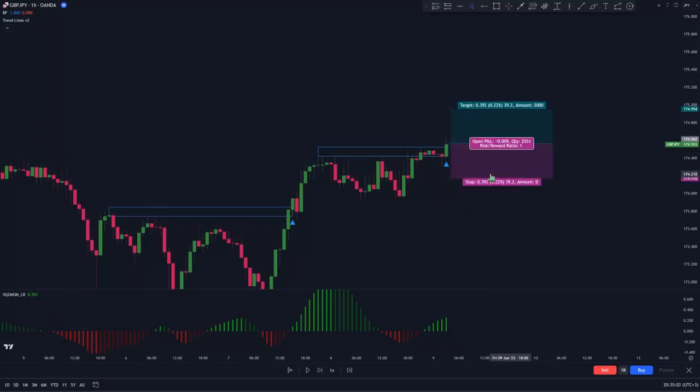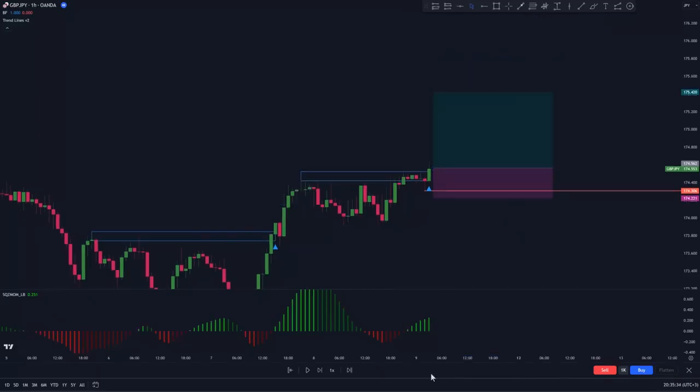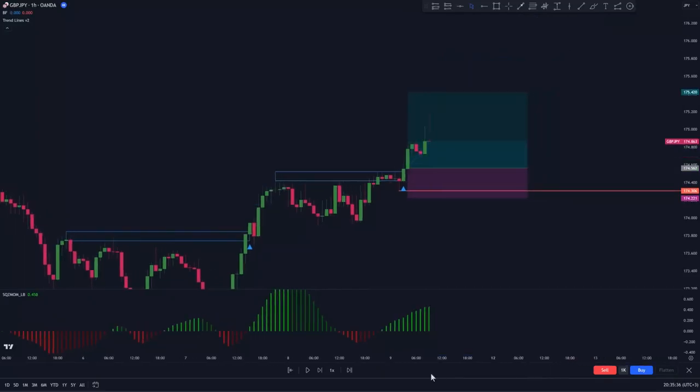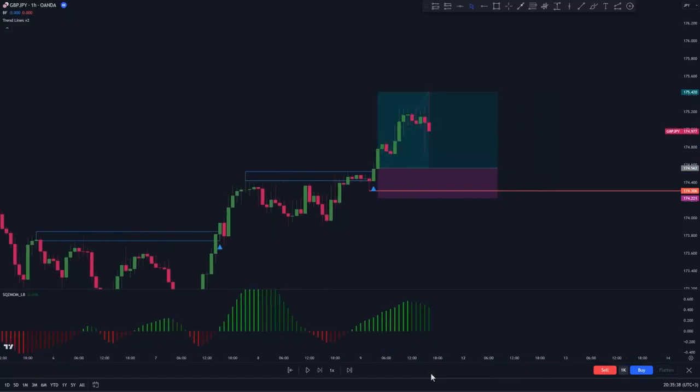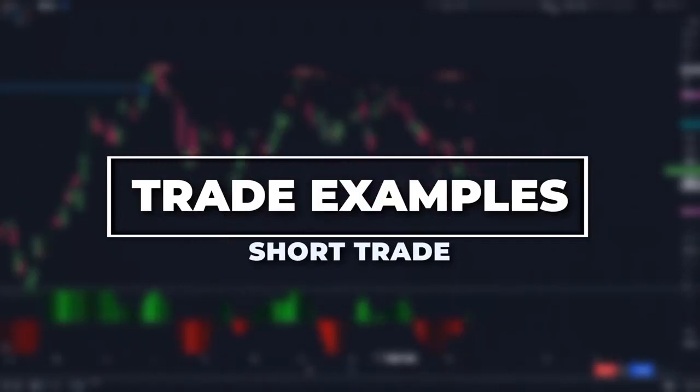The stop loss is going to be set below the most recent swing low, and for the take profit, we're going to set it at 2.5 times the risk. We let the trade run and take profit. Come on, man! That's too easy! For short trades, we're just going to reverse all the conditions.